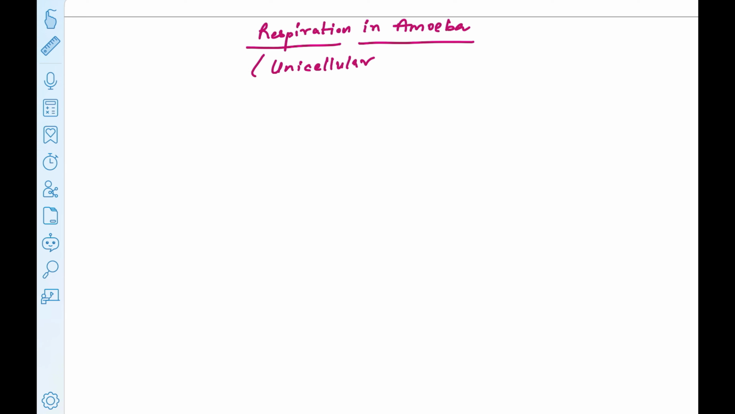Let's first discuss respiration in amoeba. And we all know amoeba is a unicellular organism. Unicellular organism means organisms that are made up of only one cell, and that cell is capable of doing everything. So amoeba respires through simple diffusion across its cell membrane.